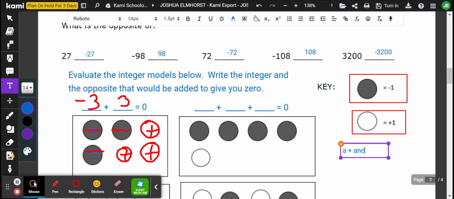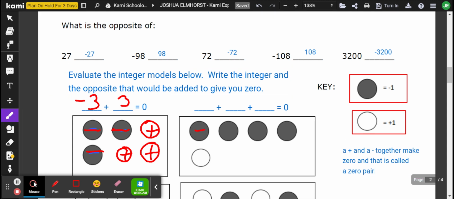A positive and a negative together make 0, and that is called a 0 pair. Okay.